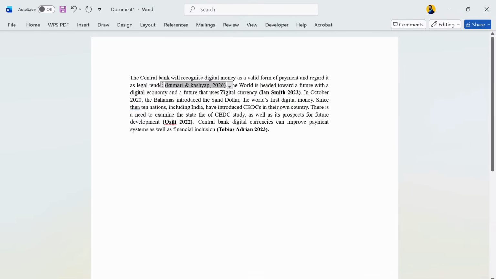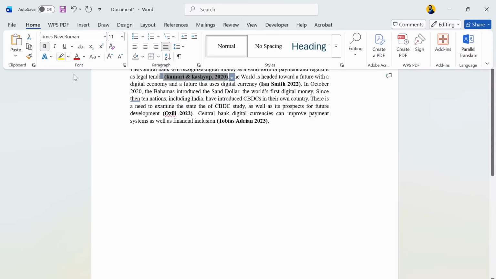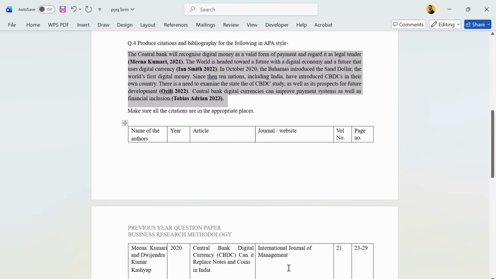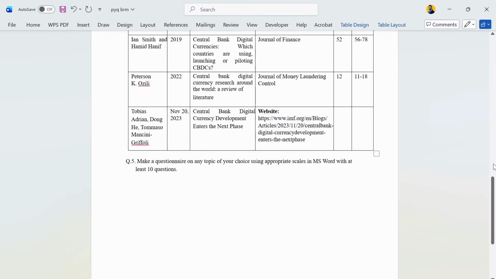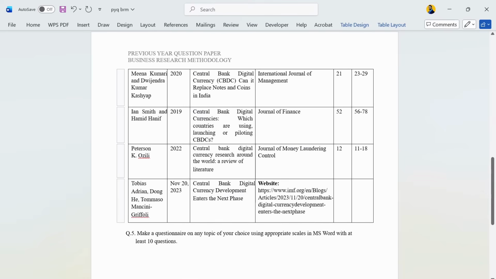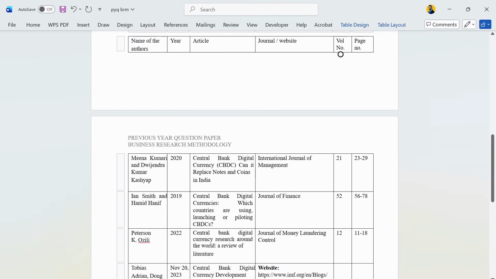And to make it highlighted, I will just select this and make it bold. This is my citation, Kumari and Kashyap, right? Similarly, we will do it for the others. So you can see this is our table finally, which we are discussing, right? Here we have name, year, article, journal, volume, page number, and all.